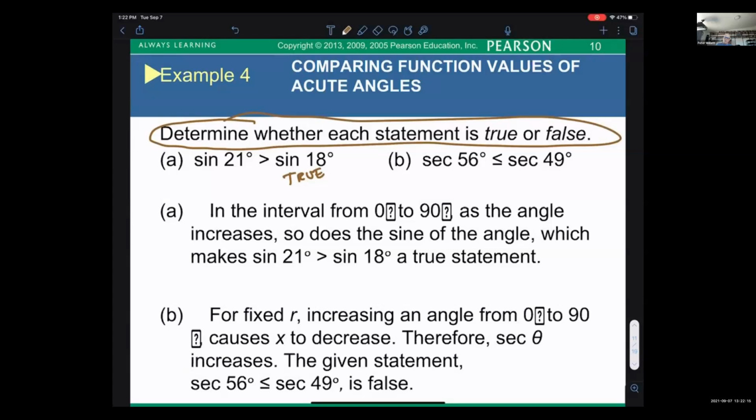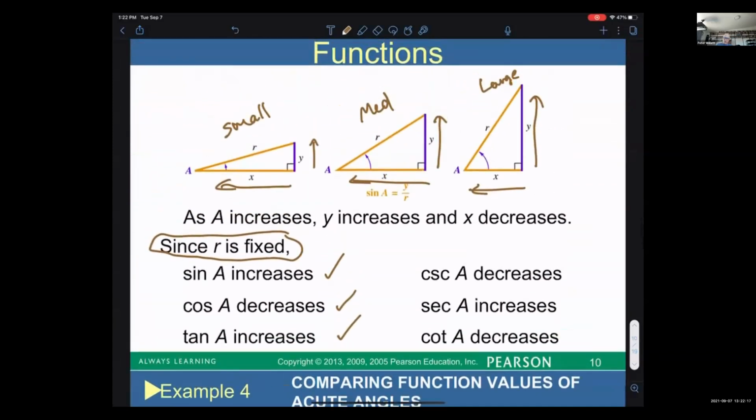The secant, you could look up from what they said here that that should be an increasing function. You could remember that because that's the flip of cosine. If you flip something that's decreasing, you get something that's increasing.